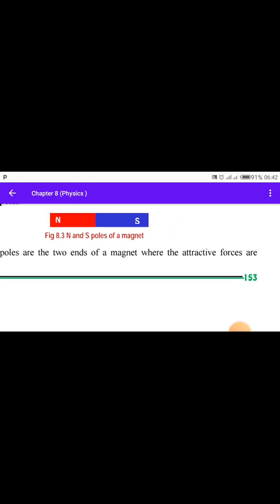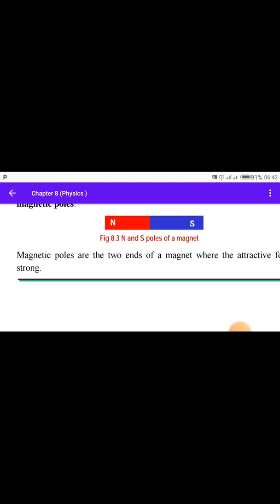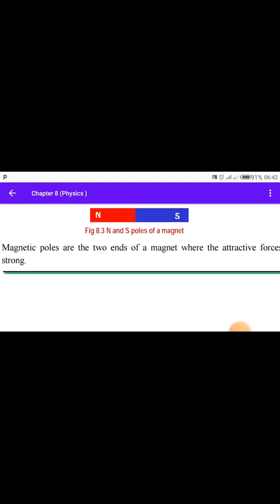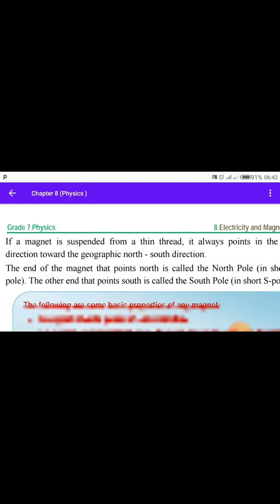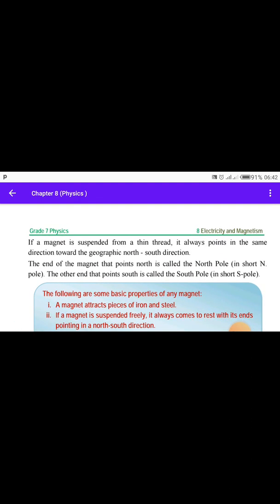If a magnet is suspended from a thin thread, it always points in the same direction, towards the geographic north and south pole.